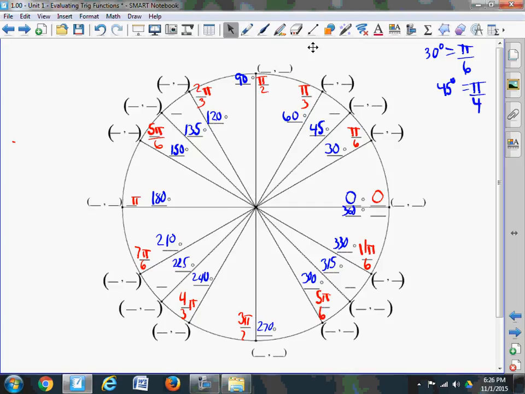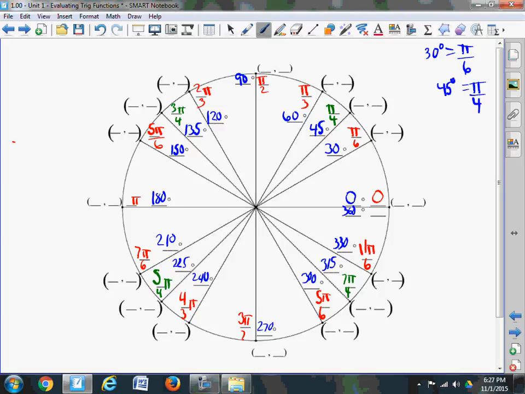Do the same thing. 45 degrees, we got pi over 4. 90 degrees is 2 pi over 4. We've already got that. 3/4. 4/4, that's already pi. 5/4. 6/4, we already have that. And 7 pi over 4.